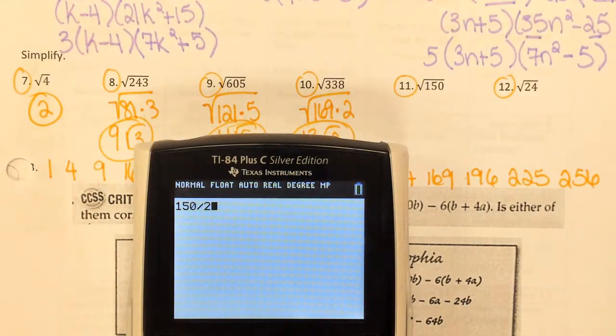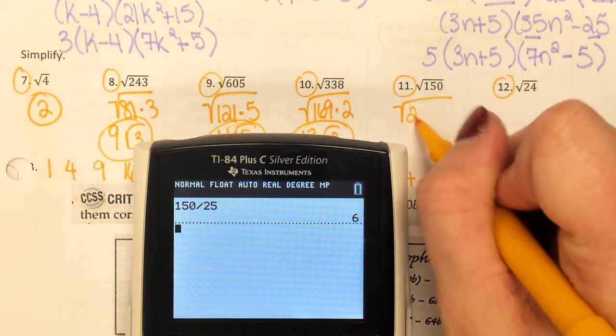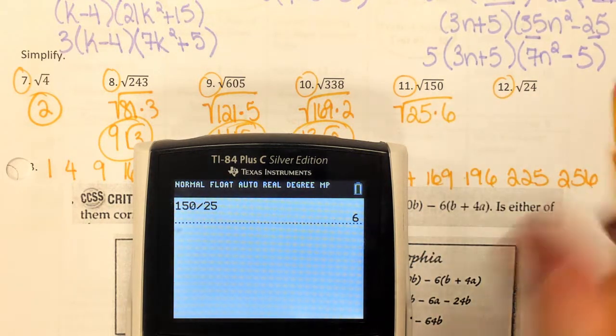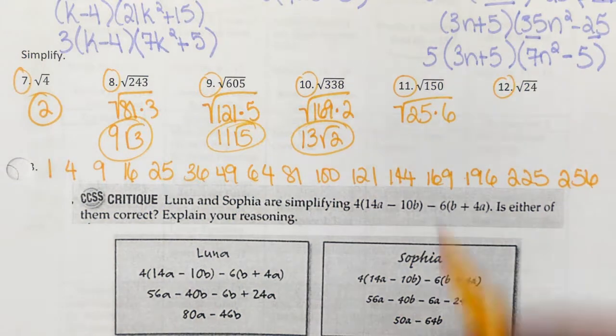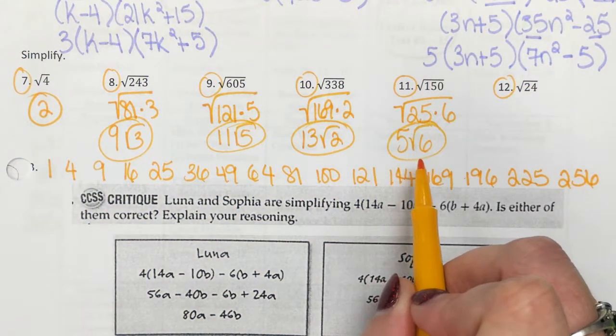25. Is that the biggest one? Yes. How do I know that that's the biggest one? Because nothing goes into it, well, besides 1, right? So we'll see. We got 25 times 6. And 25 comes out as 5. Beautiful. So you could say that 5 on the square root of 6.